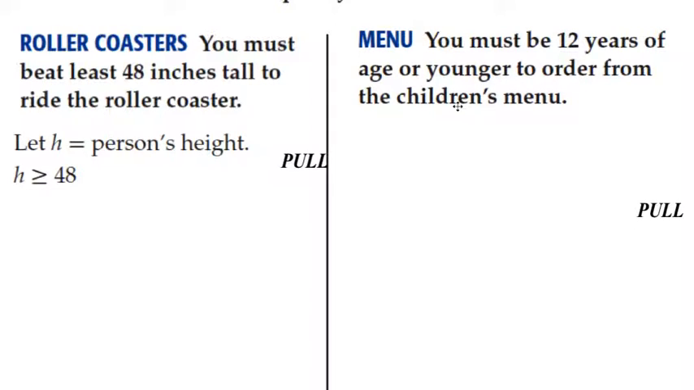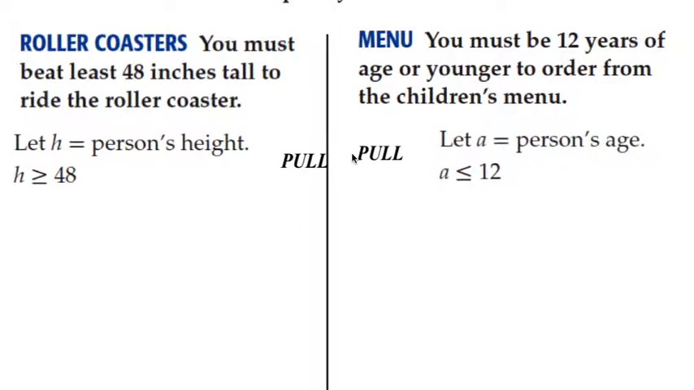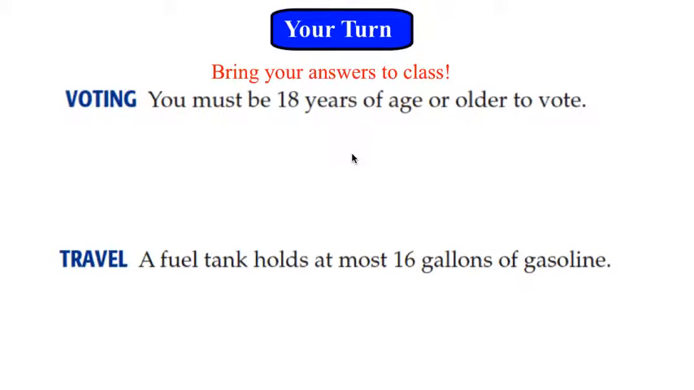You must be 12 years of age or younger to order from the children's menu. So if you're 12, you can still order. So your age must be less than or equal to 12. Here are two more for you to try. This is your lesson check. Make sure you finish these and bring those to class, and I'll give you the answers to those in class.